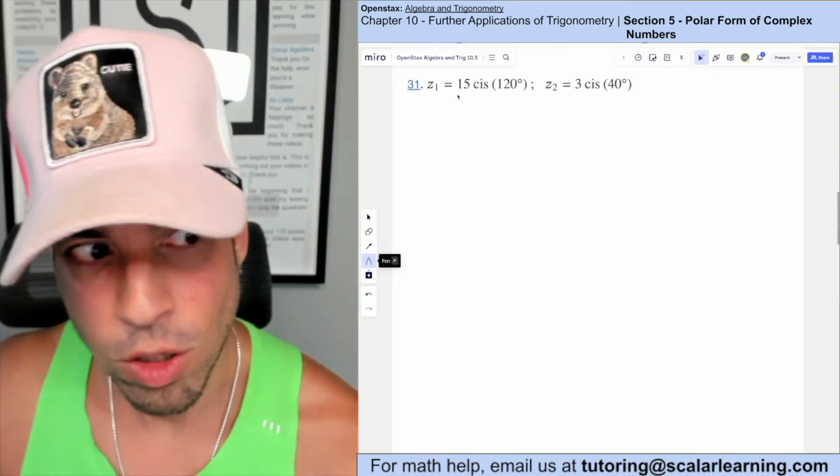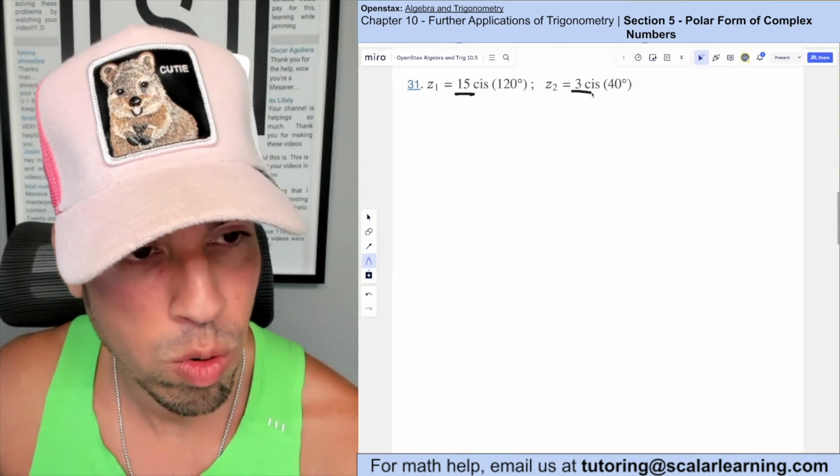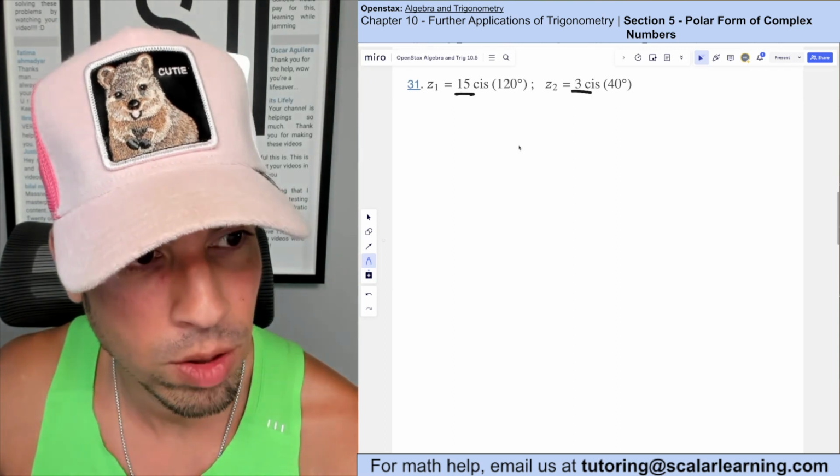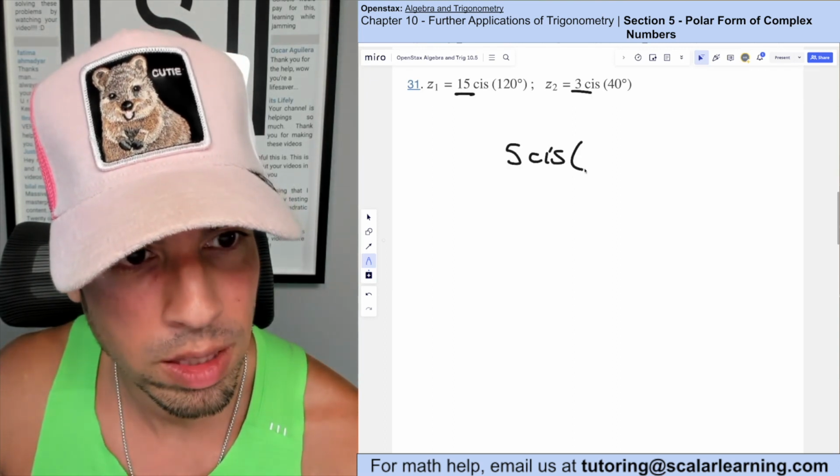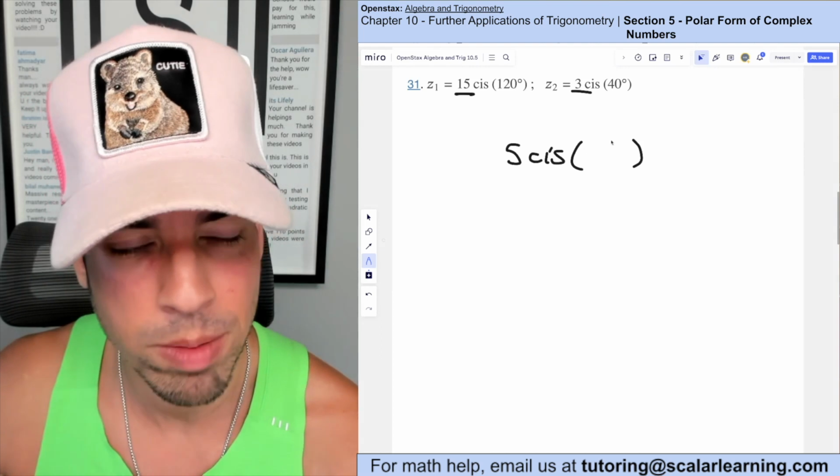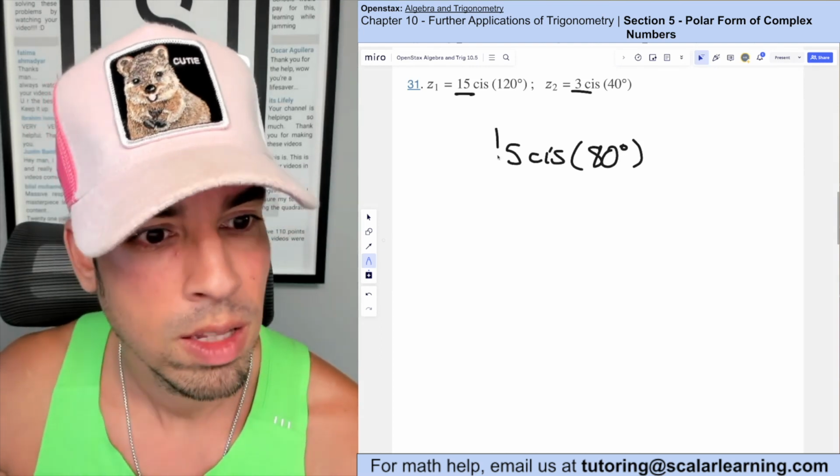Done. So to find the quotient, what we're going to do is we're going to take the quotient of those two r values. 15 divided by 3 is 5. And then we take the difference of these theta values. 120 minus 40 is 80 degrees. That's how you do it.